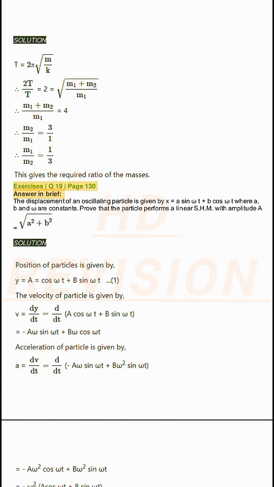Exercises Q19, page 130. Answer in brief. The displacement of an oscillating particle is given by x equals a sin ωt plus b cos ωt, where a, b and ω are constants. Prove that the particle performs a linear SHM with amplitude.